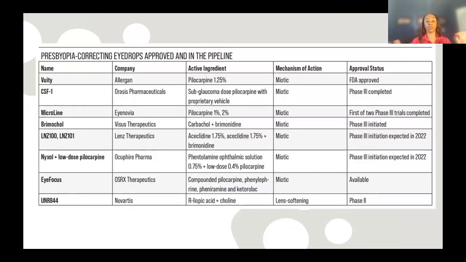There's lots of drops on the market. The one that I want to bring to everyone's attention, or lots of drops that are coming to market, is the one from Lens Therapeutics. It's the only one that is a pupil selective miotic. So it only works on the iris sphincter. It does not work on the ciliary muscle. So there really shouldn't be any side effects like a headache or a brow ache or any risk of a retinal detachment. If this drop comes to market, it could be revolutionary.